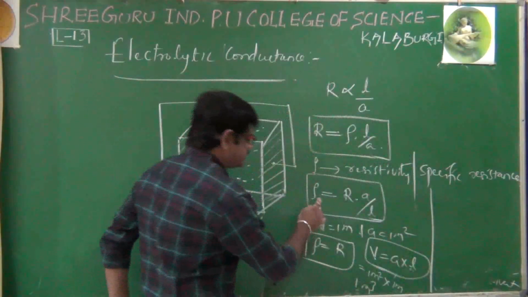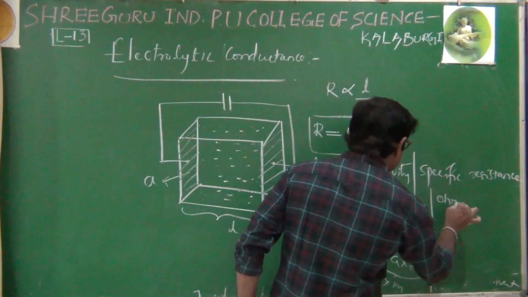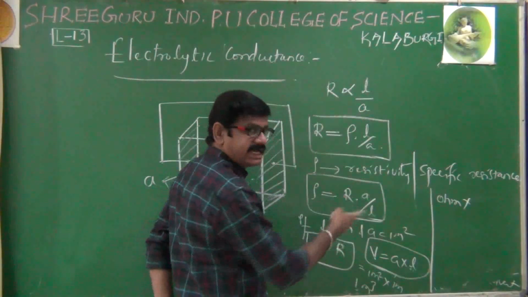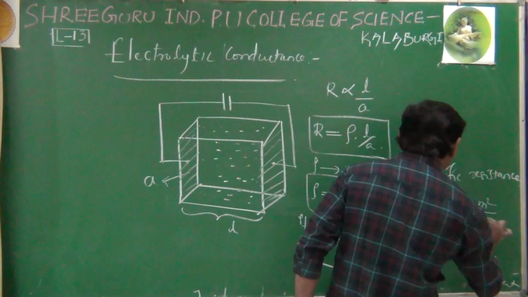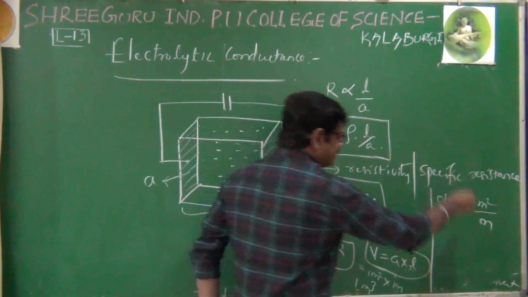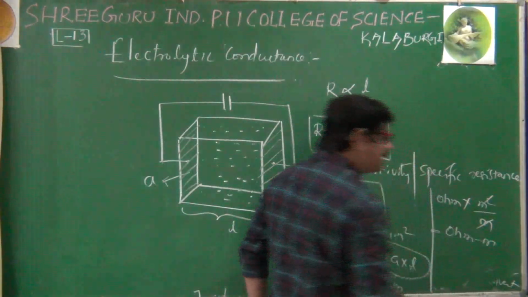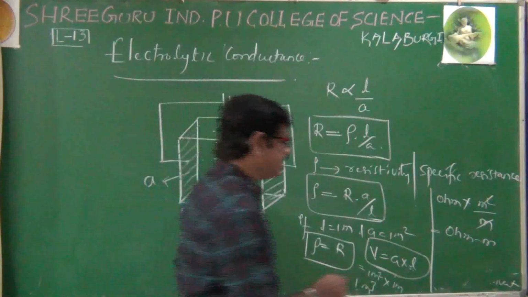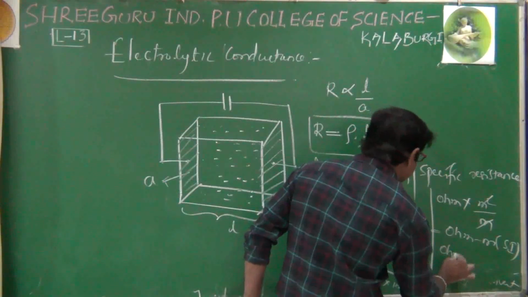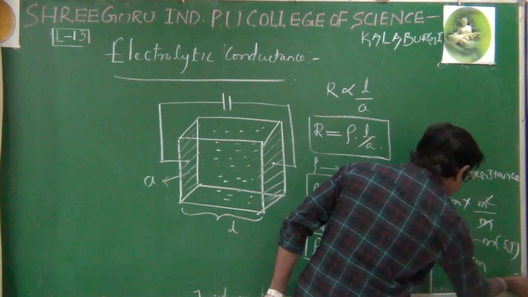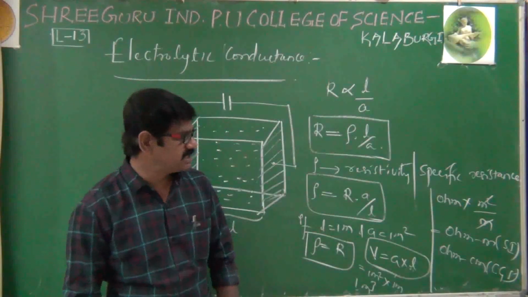Now we'll write the resistivity units. For the units, we'll use the formula: R is ohms into area, in SI units meter square, divided by length, meter. Meter cancels, therefore you will get ohm meter. Ohm meter is the SI unit. In the CGS system we can write ohm centimeter.